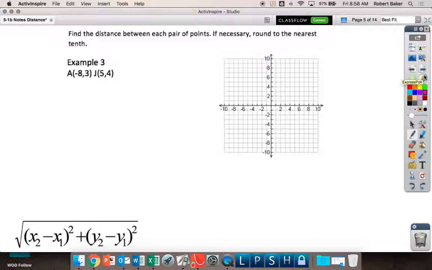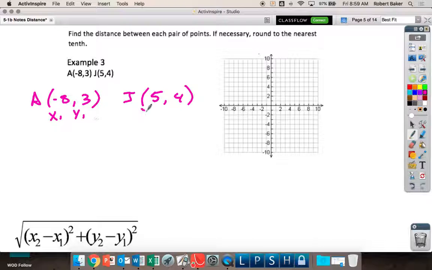Alright, try it again. Is anybody hand mathing this, or is everyone using their calculator? Hand math. You're hand mathing? Yeah. Okay. So, help me fill it out.